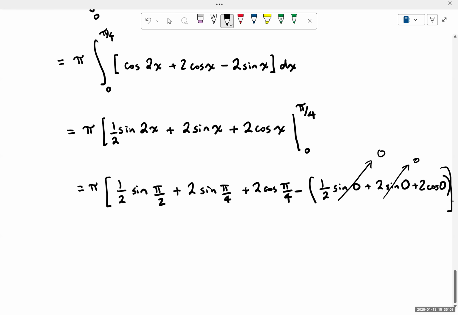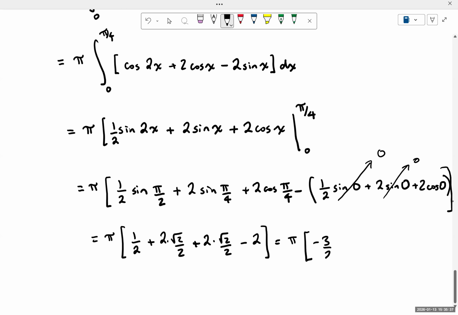Okay, and so let's see what we have here. Sine of pi over 2 is 1. Sine of pi over 4 is root 2 over 2. Cosine of pi over 4 is root 2 over 2. And then subtract this 2. That would be cosine of 0. Okay, so I have 3 halves. So I have negative 3 halves, and then I have 2 root 2, and then I am done.